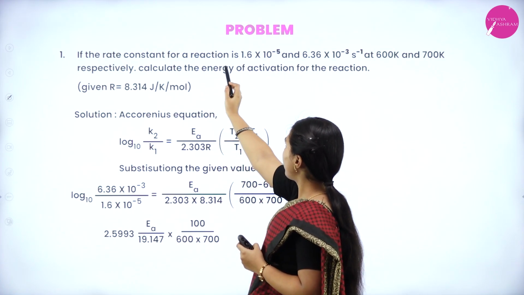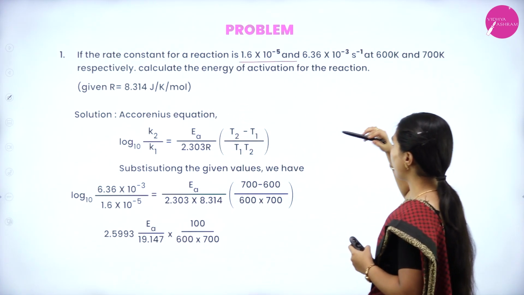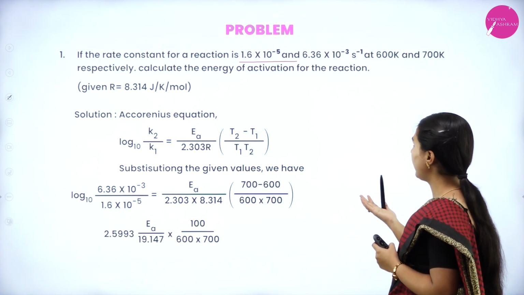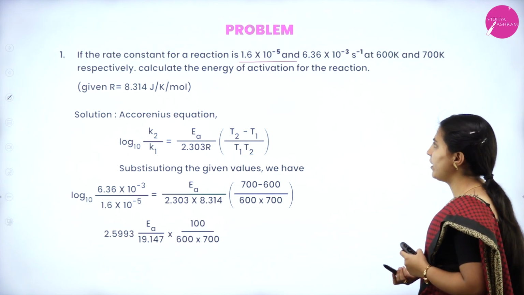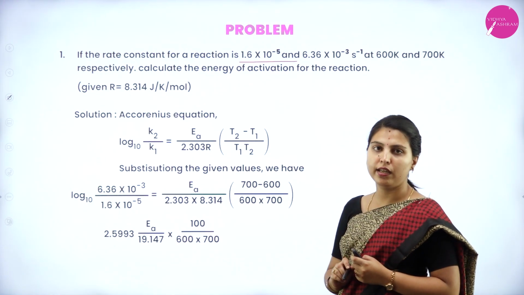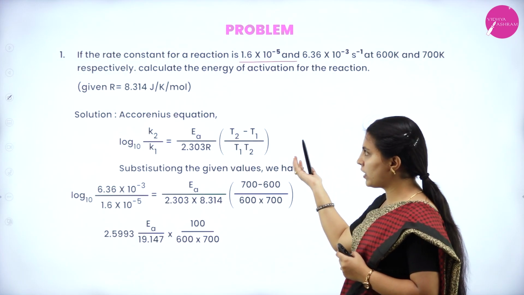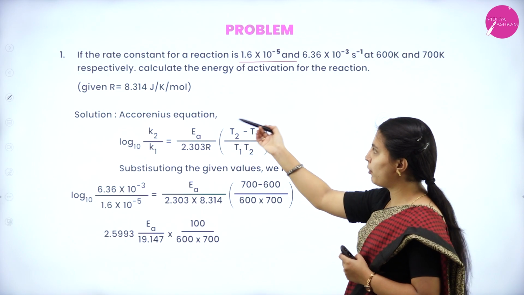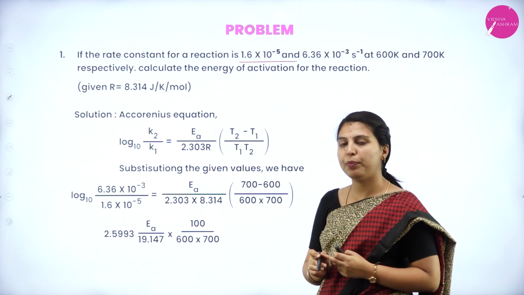If the rate constant for a reaction is 1.6 × 10^-5 and 6.36 × 10^-3 per second at 600 Kelvin and 700 Kelvin respectively, calculate the energy of activation for the reaction. They have given rate constants and they have given the constant R. What is R? Gas constant, 8.314 joule per kelvin per mole.